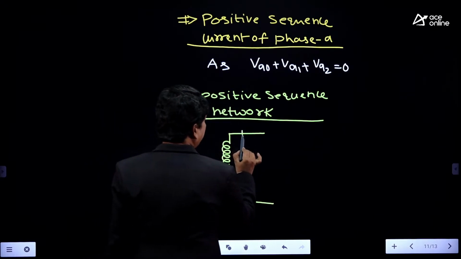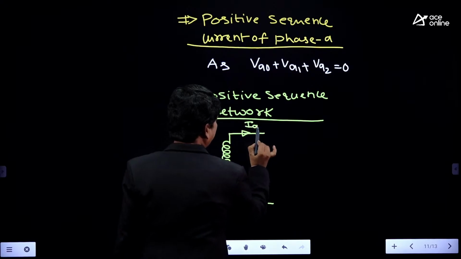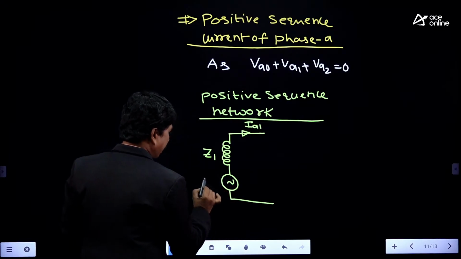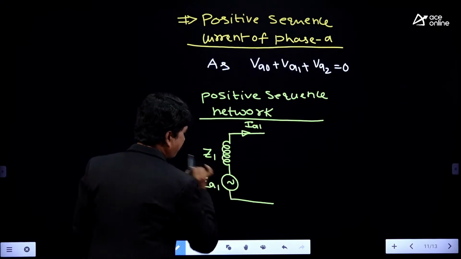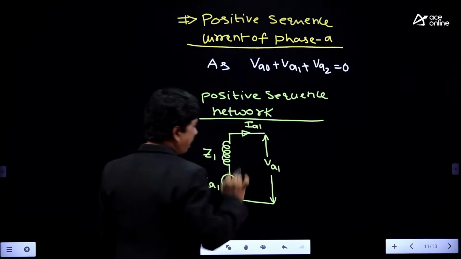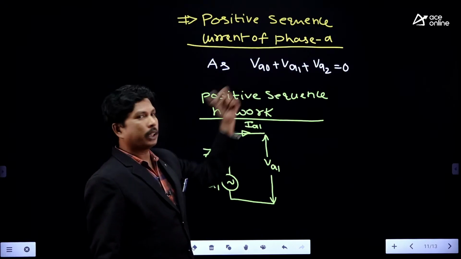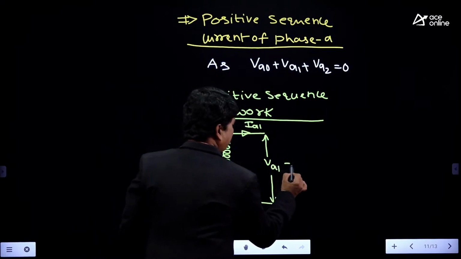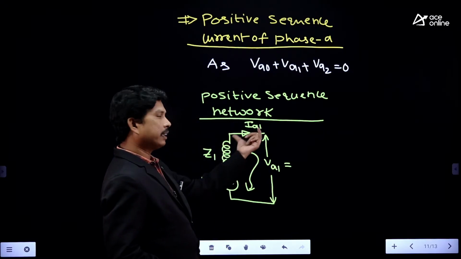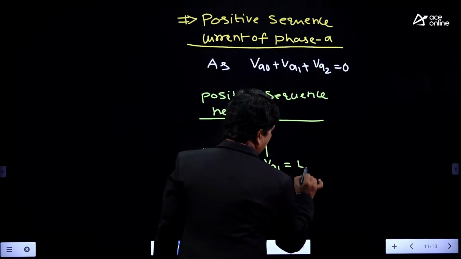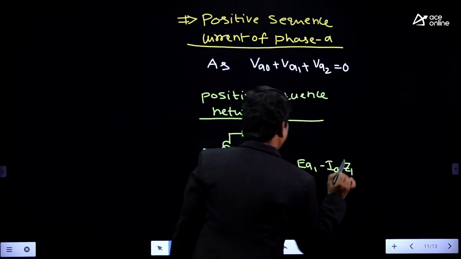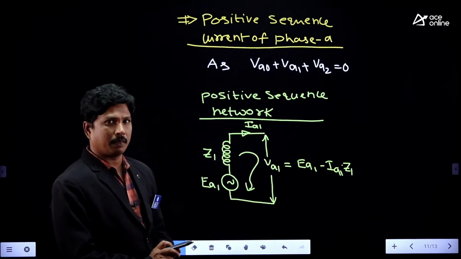Here the current flowing is the positive sequence current IA1, the impedance is Z1, the positive sequence impedance, the EMF is EA1, and the terminal voltage is VA1. What is that VA1 value? Apply KVL in this loop. So VA1 is nothing but EA1 minus IA1 into Z1. That is the positive sequence network of the generator.